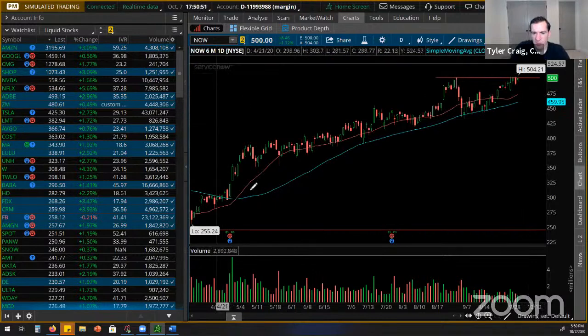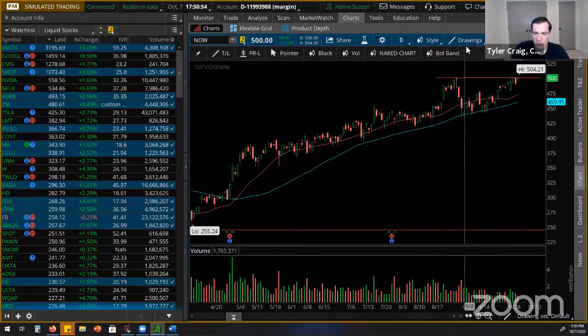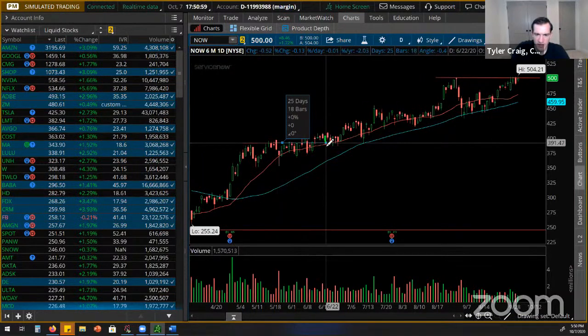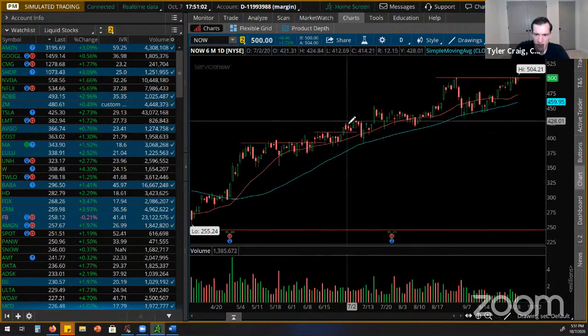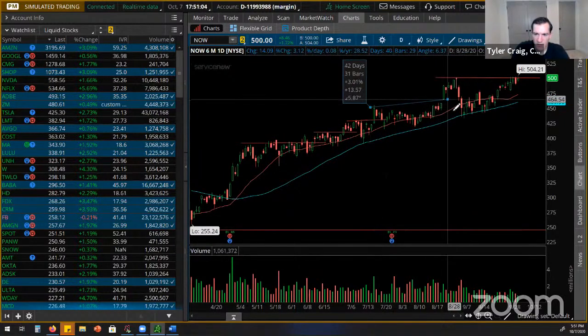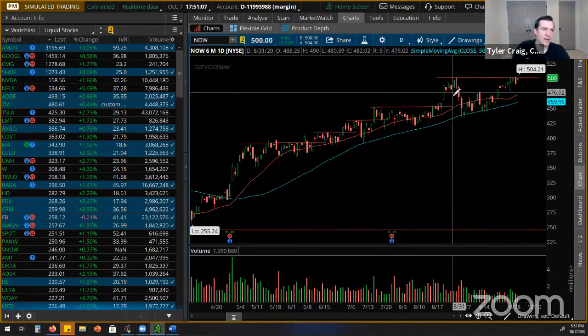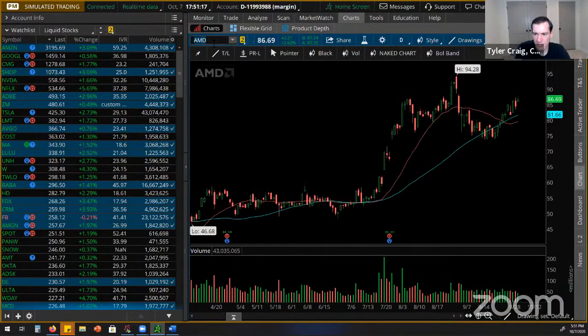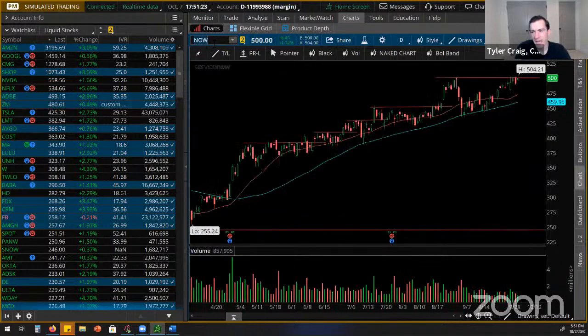The one thing I'll say with ServiceNow is as I look at its history, though, some of these breakouts aren't great. Breakout, go nowhere, breakout, go nowhere. I don't like this. I don't like the trajectory where it's just kind of this slow, steady grind. I like stocks like AMD, which when they break out, they run like a scalded chimp, right? They have a history of running a lot. Now is okay, but it's just a slow and steady mover. So better for a position trade than a swing trade.